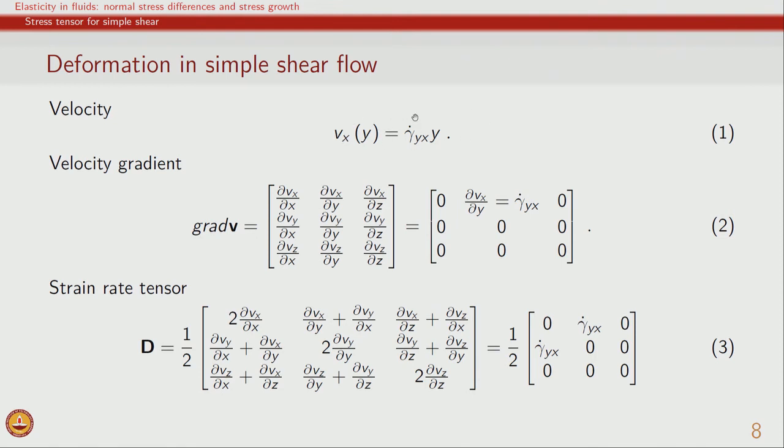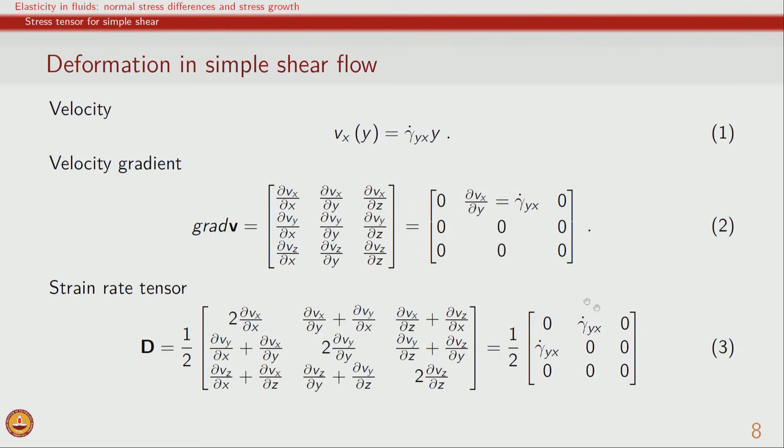Because of this velocity profile, only one component of the velocity gradient is non-zero, and which is del v x by del y, because v y as well as v z are 0, and of course, there is no dependence on x and z. So, therefore, all these terms go to 0, and del v x by del y is the only non-zero component of the velocity gradient. And because of this, the strain rate tensor, which is nothing but half of the gradient of velocity plus its transpose, has two components being non-zero.